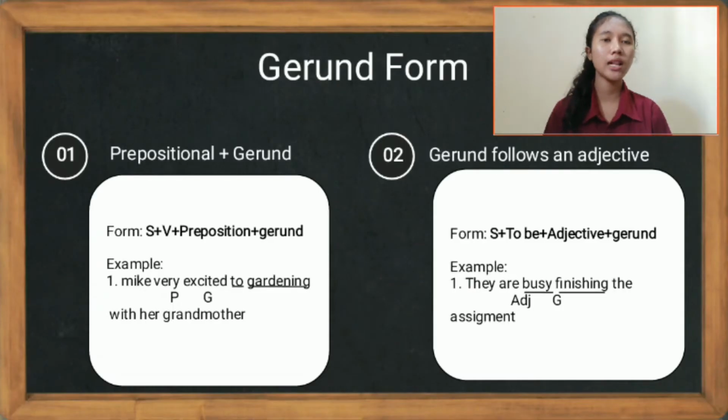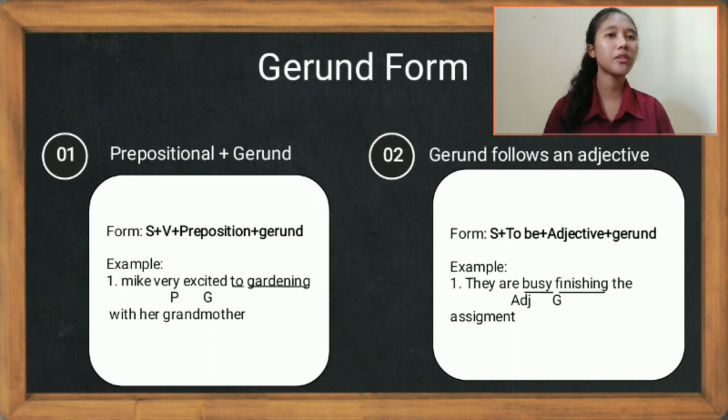Okay, in this slide, I will explain about gerund forms and give examples. For the first, the form of preposition plus gerund. The form is subject plus verb plus preposition plus gerund. Example, Mike is very excited about gardening with her grandmother. I'm sorry because there is a mistake in the line. I will continue. For the sentence, we know that about is the preposition and gardening is a gerund.